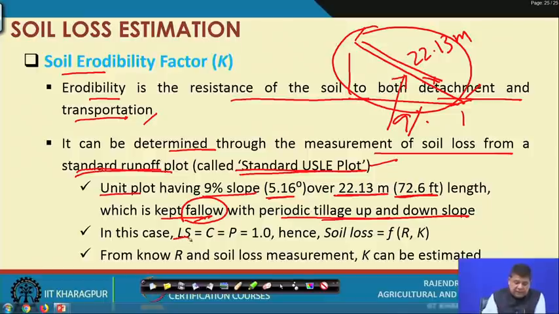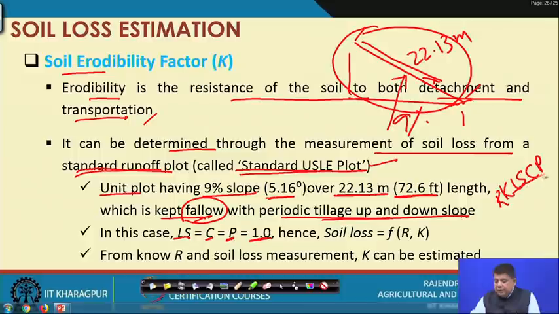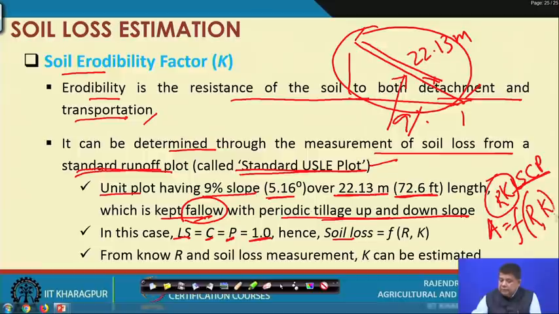And if these are the standard conditions of a standard USLE plot, then the LS factor, that is the topographic factor, C, that is the crop management factor, and P, that is the soil conservation practice factor, are all taken as 1. You remember the equation A = R K L S C P. So, these three terms are gone, and we are only left with R K. That means soil loss, A, is a function of R and K.